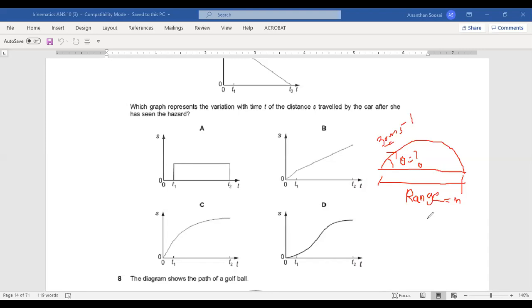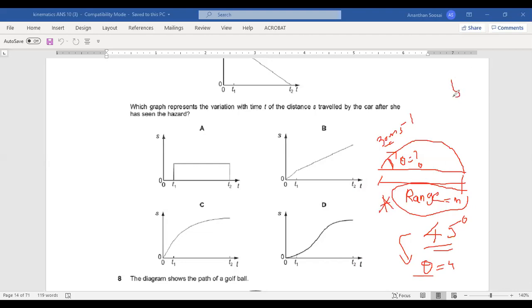Anyone? What do you think? I got the answer. Good, I expected that answer. Yes, 45 degrees. This is a fact for you to remember: to find the maximum range, the angle should be 45 degrees. You can prove this. Can you prove to me why theta of 45 degrees gives the maximum range?